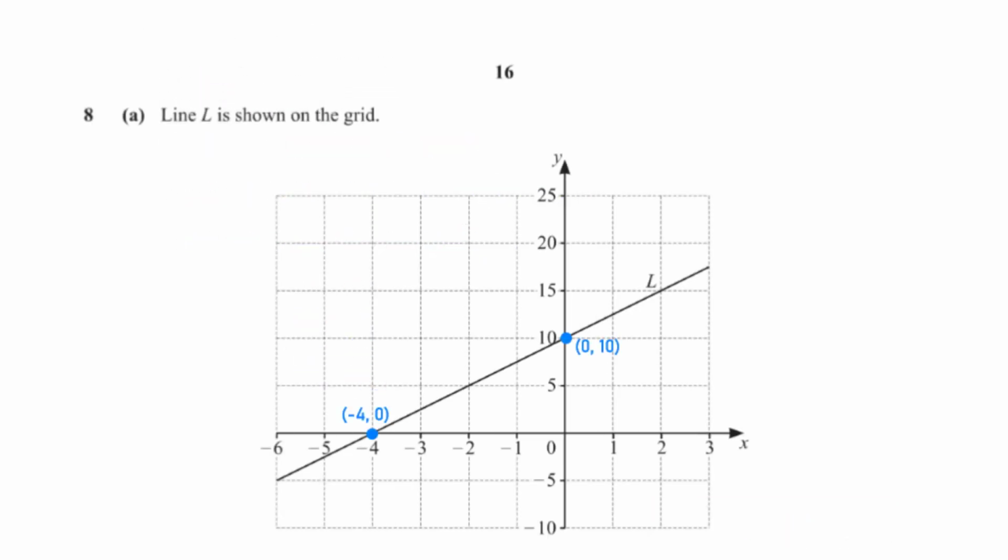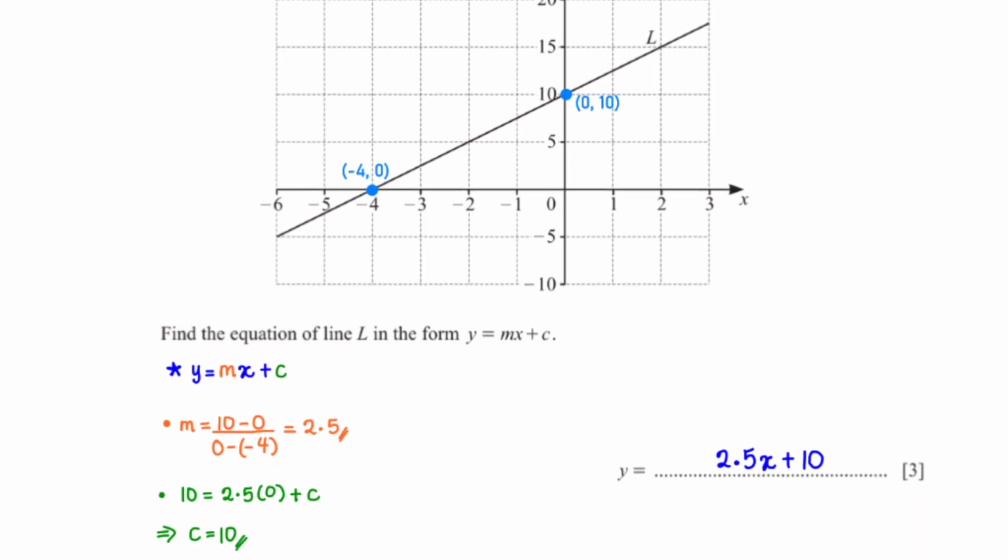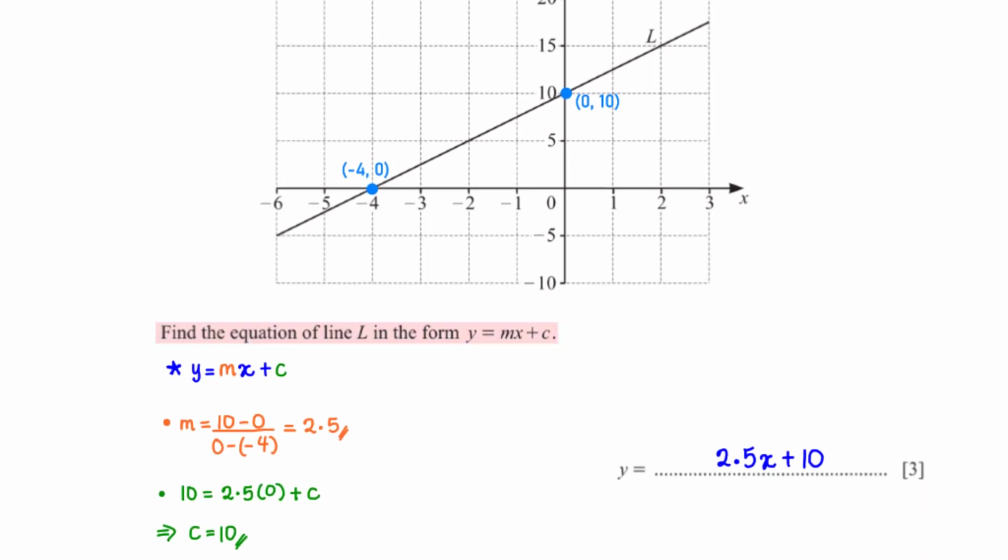Line L is shown on the grid. Find the equation of the line L in the form y equals mx plus c. All we need to do is find the values of m and c and plug them into the equation y equals mx plus c. First, we need to pick 2 points on line L.